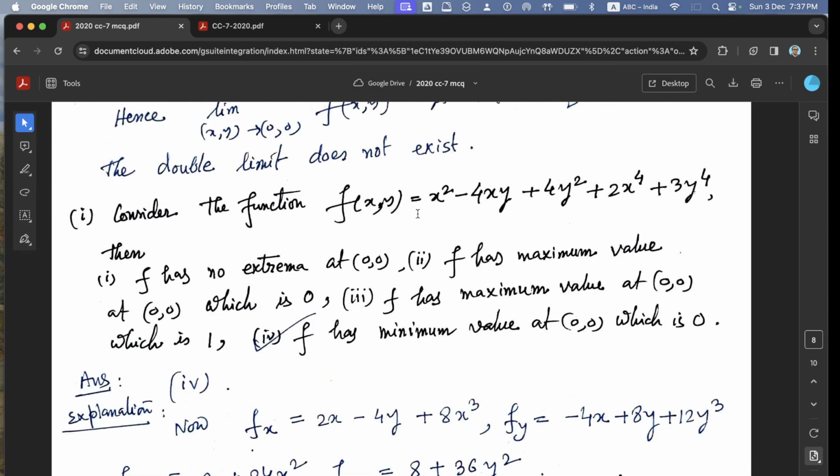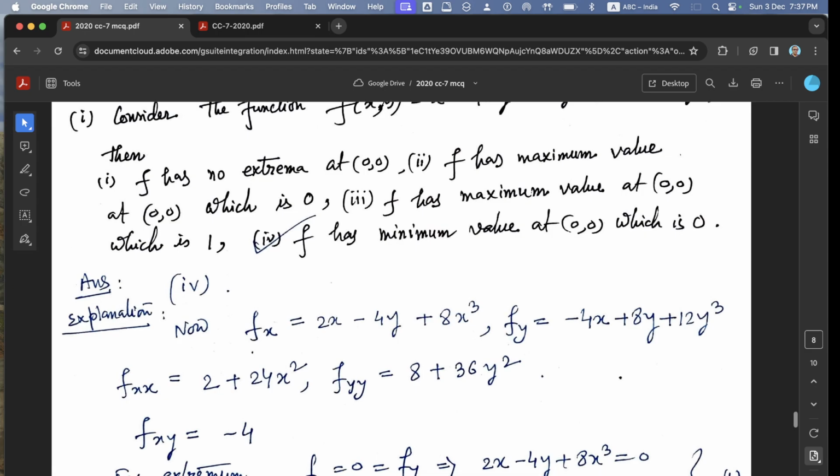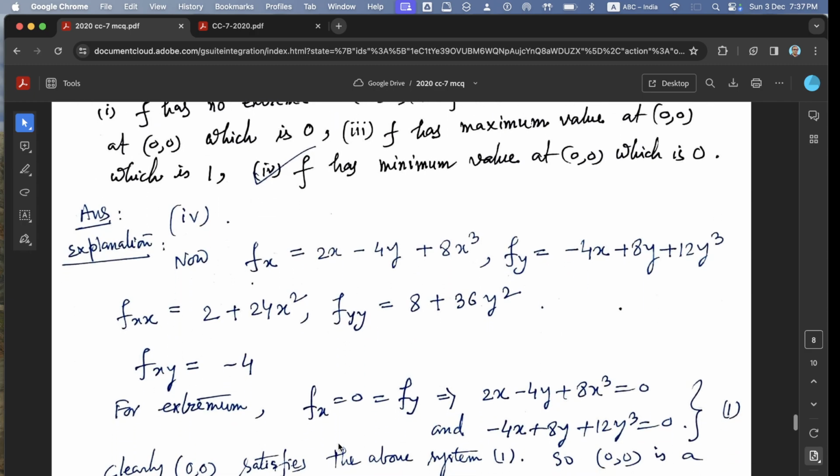Here f(x,y) is equal to this. First we find ∂f/∂x, that is fx, and ∂f/∂y, that is fy, ∂²f/∂x², that is fxx, ∂²f/∂y², that is fyy, and ∂²f/∂x∂y, that is fxy, which equals -4.